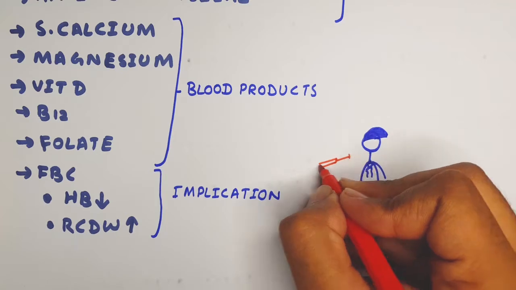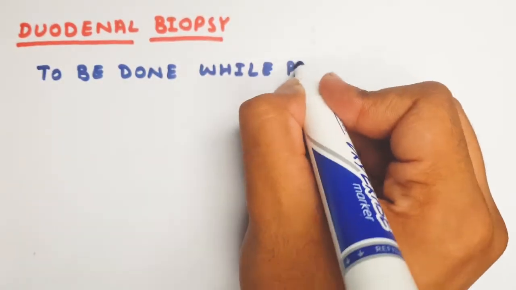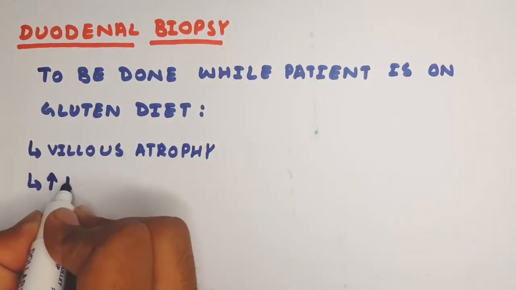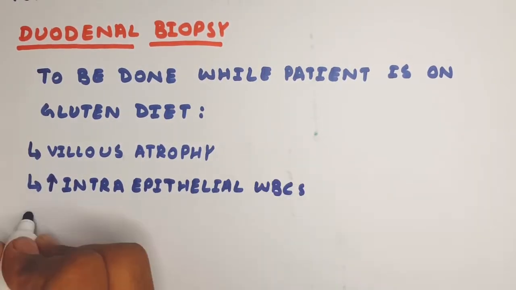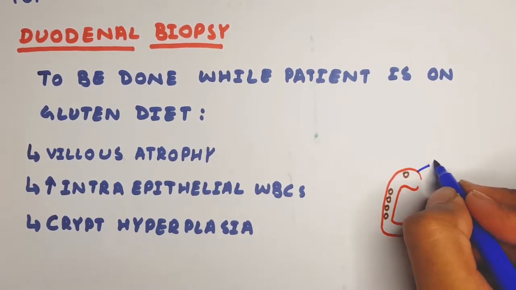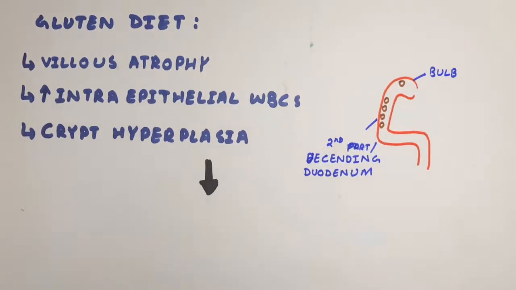Further workup involves a duodenal biopsy, which is to be done while the patient is still on a gluten diet. And on the biopsy, we can observe villus atrophy, increased intraepithelial white blood cells, and crypt hyperplasia. We need to take at least 1 biopsy from the bulb of the duodenum and at least 4 from the second part or the descending duodenum.